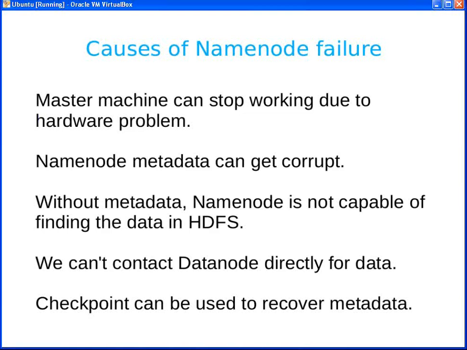NameNode metadata can get corrupt. This is another reason behind NameNode failure. So either your machine is down or your NameNode process is not running. Both are two different things. And the most common scenario is your machine is running fine.